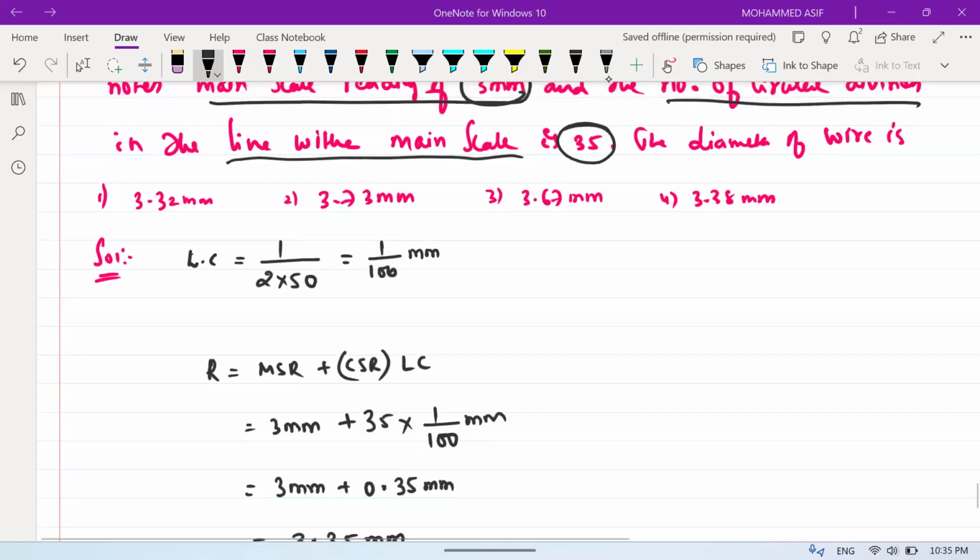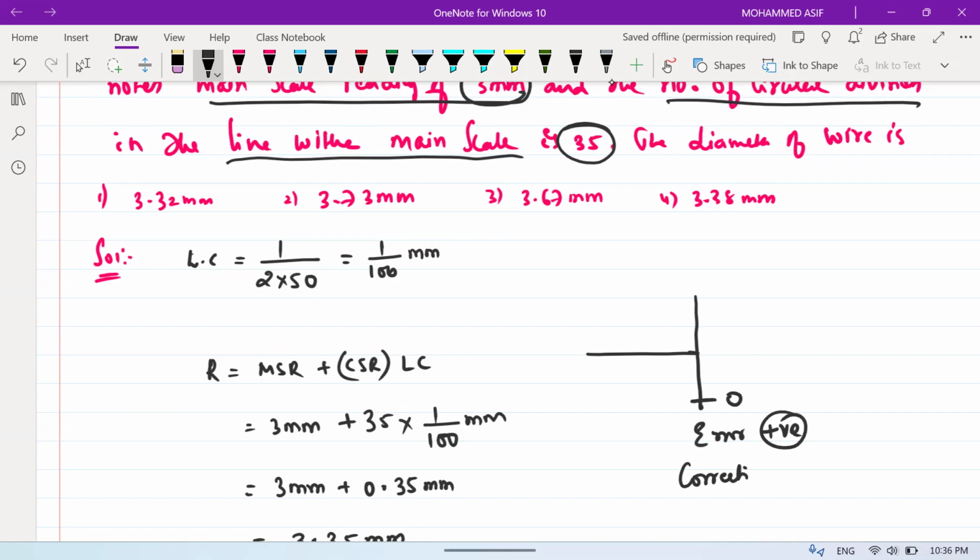Is that understood? Am I clear? Yes, sir. Is the error understood? This is the main scale, this is the circular scale. If this is the 0 here, what is the error, beta? Error is positive. If error is positive, correction should be negative. Remember that. If error is negative, correction should be positive.